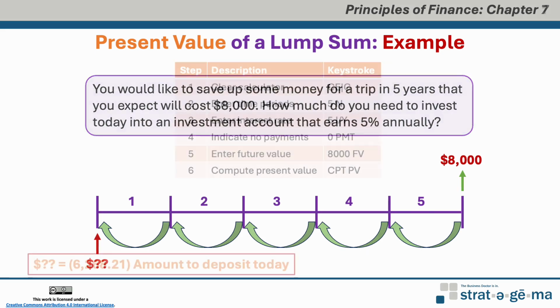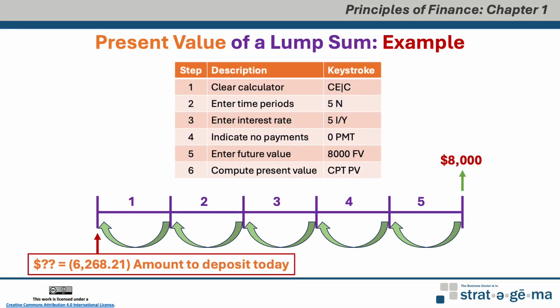What you'll do with your calculator is you can clear your calculator or not, but if we go from left to right, we'll enter 5 N, then 5 I/Y, 0 PMT, then 8,000 FV, and compute the PV, and you'll get 6,268.21.